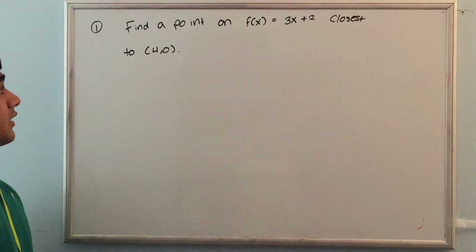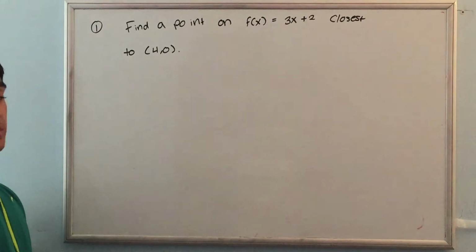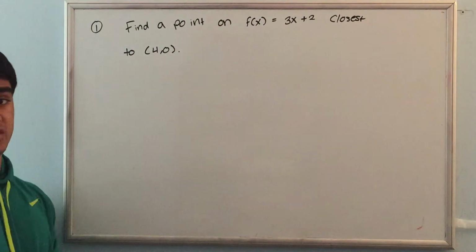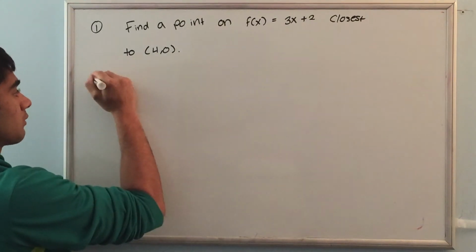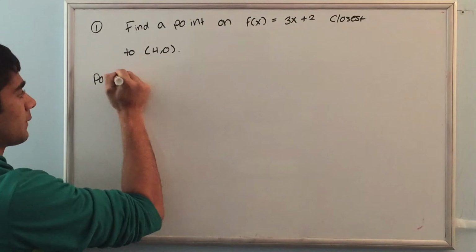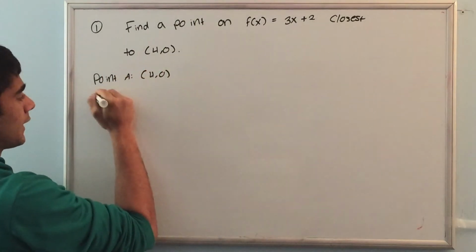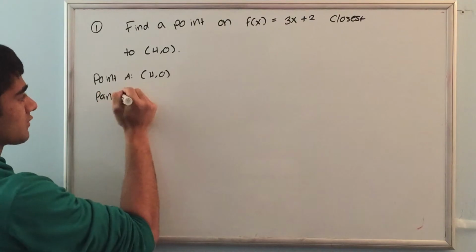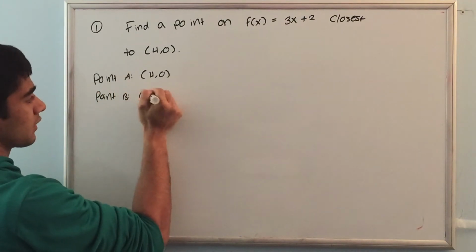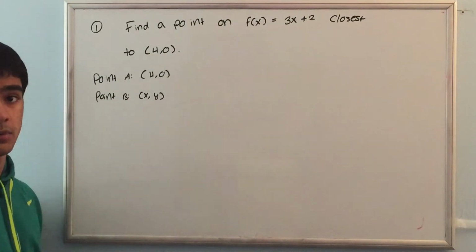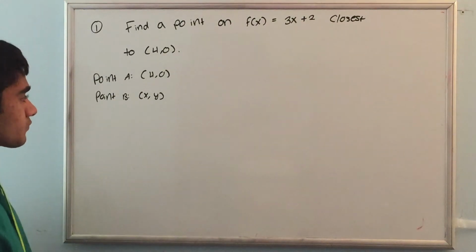The problem we have today is an optimization problem, and it is: find a point on f of x equals 3x plus 2 closest to (4, 0). So what I'm going to do is label 2 points. One is point A, which is the point we have here, (4, 0). And point B is an arbitrary point (x, y) that lies on the function f of x equals 3x plus 2, that is closest to (4, 0).